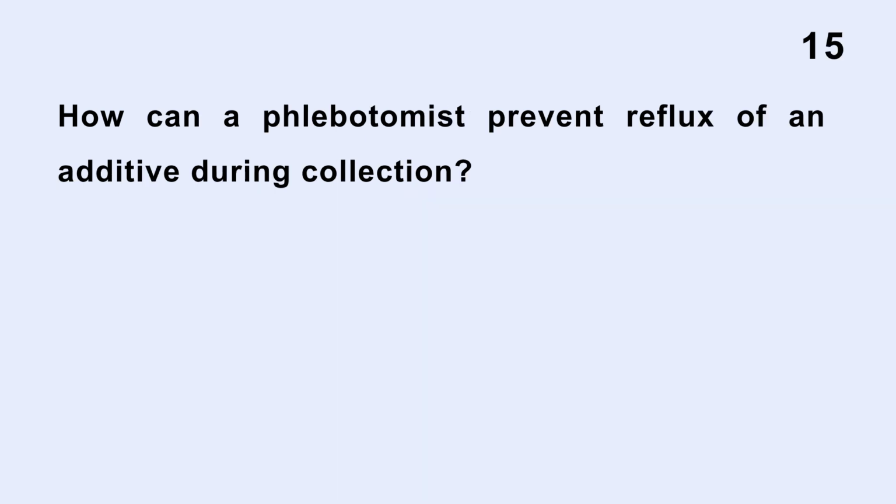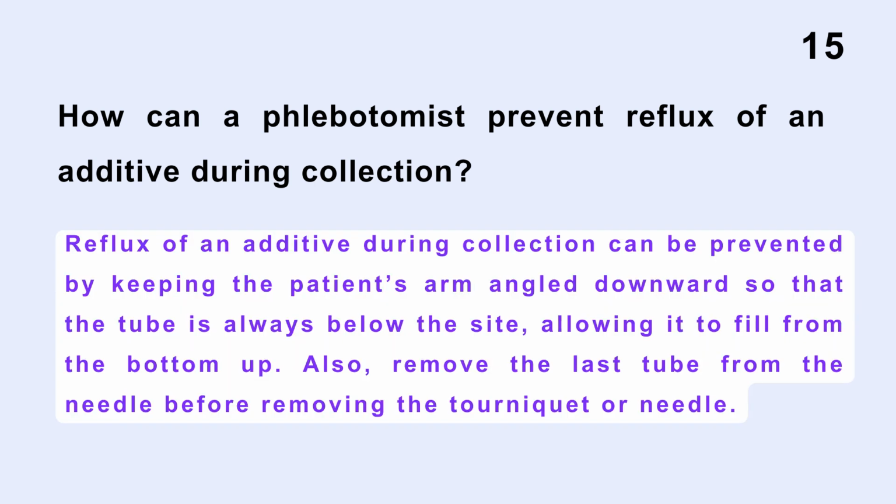Number 15. How can a phlebotomist prevent reflux of an additive during collection? Reflux of an additive during collection can be prevented by keeping the patient's arm angled downward so that the tube is always below the site, allowing it to fill from the bottom up. Also, remove the last tube from the needle before removing the tourniquet or needle.